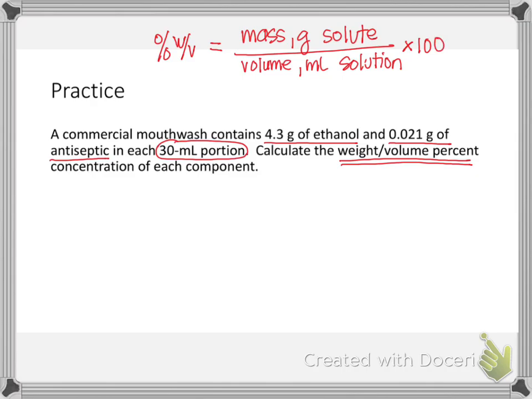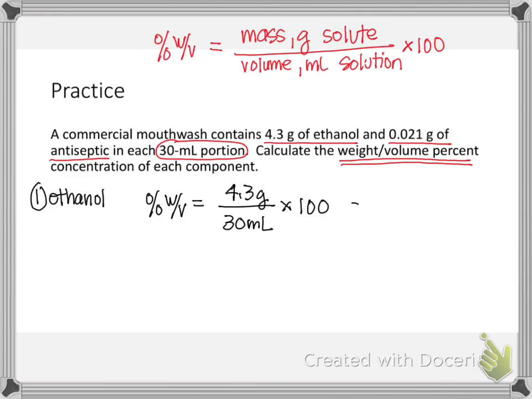All right, so we're going to have to do 2 of these because it asks for both components. So first, I'm just going to do the ethanol. And so its weight to volume percent. The mass of the ethanol is 4.3 grams. It has 30 milliliters of solution times 100. And so if I say 4.3 divided by 30 times 100, I get 14.33333. I'm going to just keep 14 for 2 significant figures.